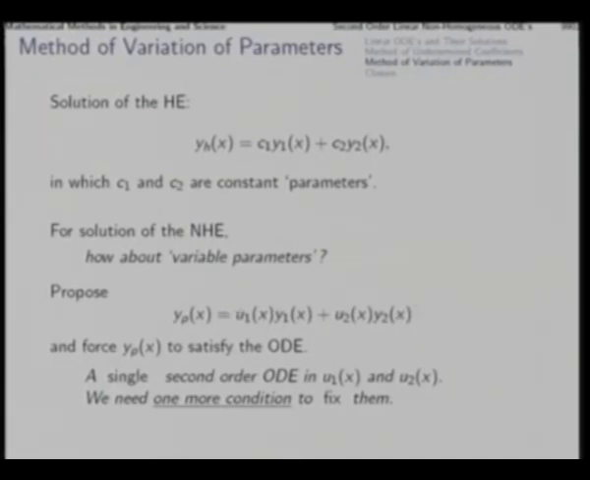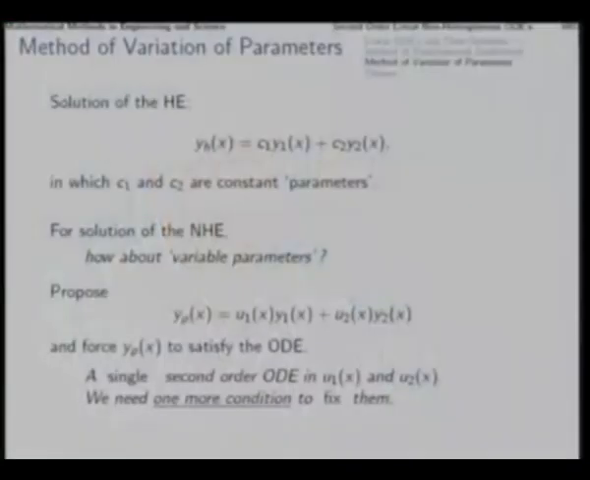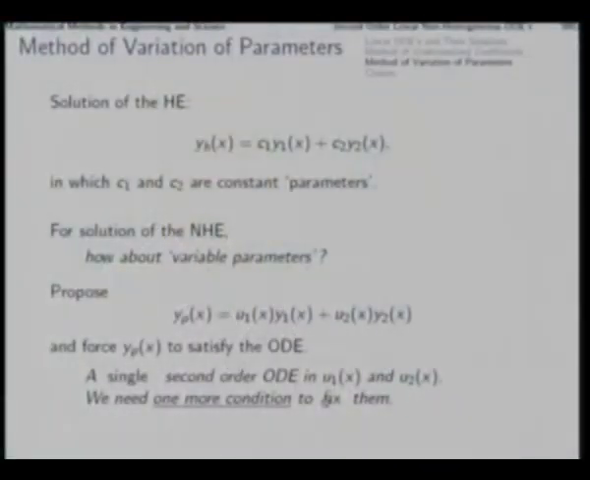Now, one point is very clear: we can take this yp and force it to satisfy the differential equation. That will mean that we differentiate it twice, take yp, yp prime and yp double prime, insert them in that equation, and say that this equation is now satisfied. But that will give us a single second order ODE in u1 and u2. Now, there are two unknown functions to be determined, and for that a single differential equation is not enough. We will need two differential equations to solve for two unknown functions. So, one more condition is needed to fix them.